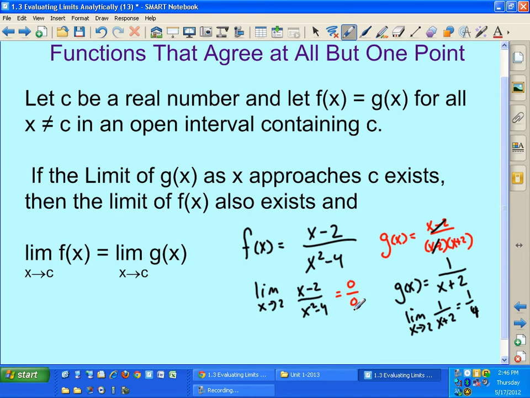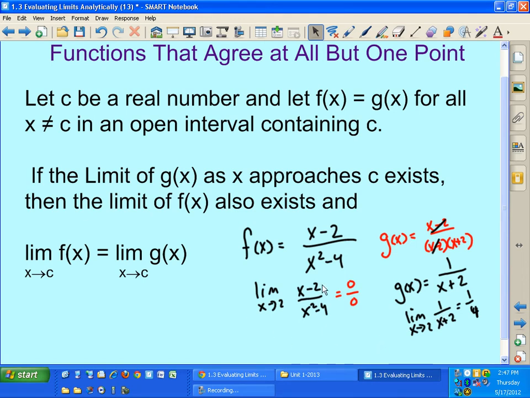And so this is what happens if we have a rational function and we end up getting 0 over 0 when we do direct substitution. We can change that function to remove that point, that (x minus 2) over (x minus 2) that's causing the 0 over 0, and then do direct substitution on the new function. And that's what this slide is talking about. So make sure you get this down. Very, very important.